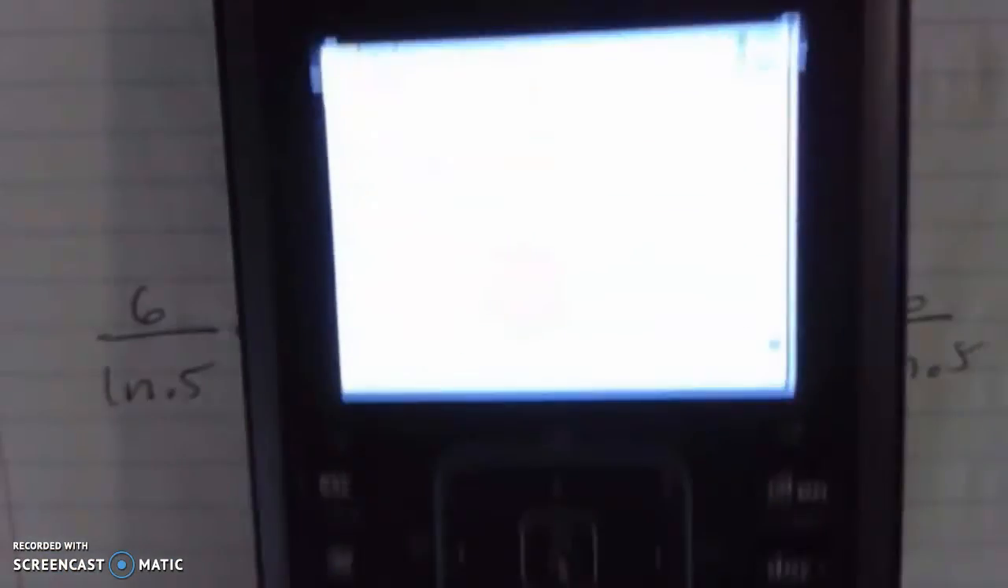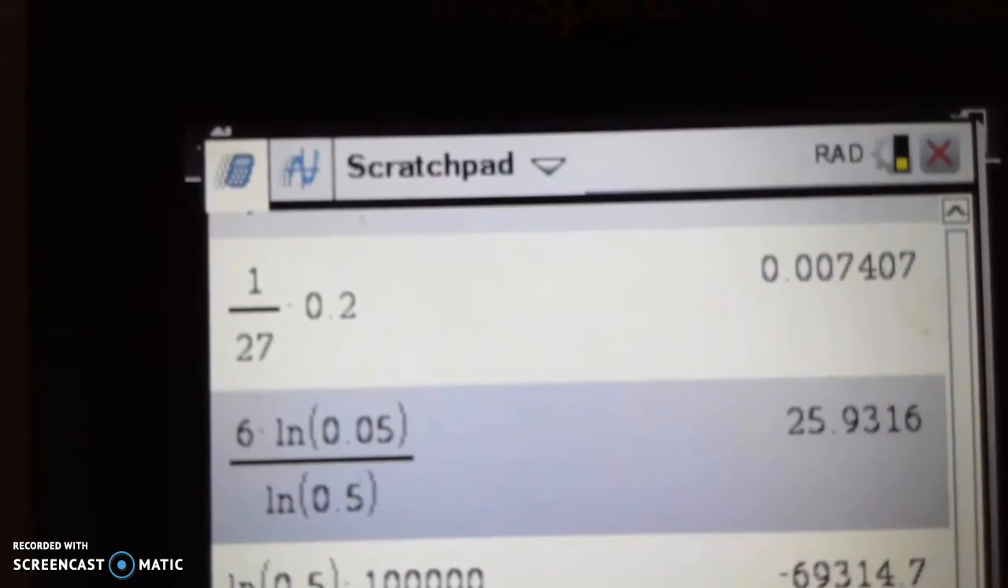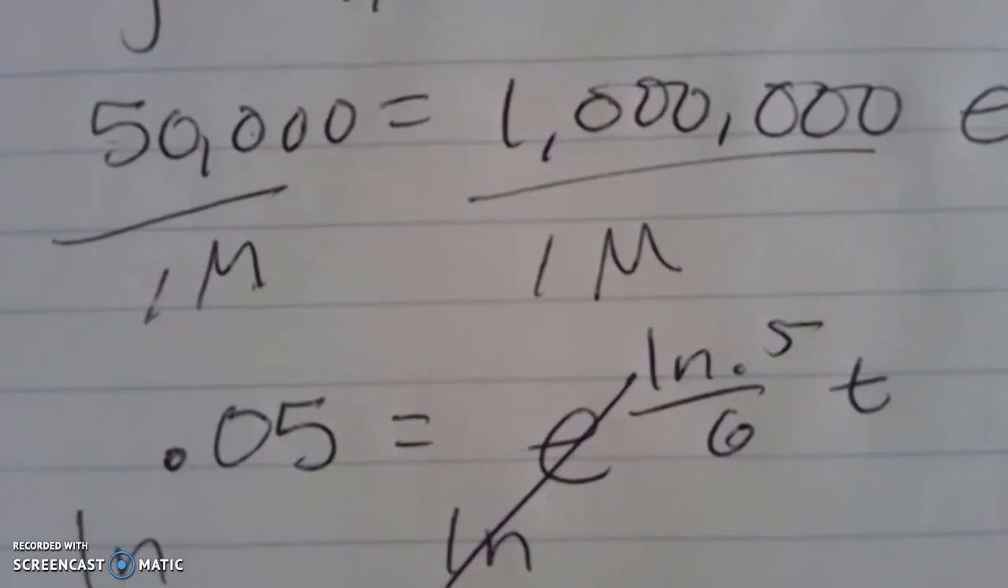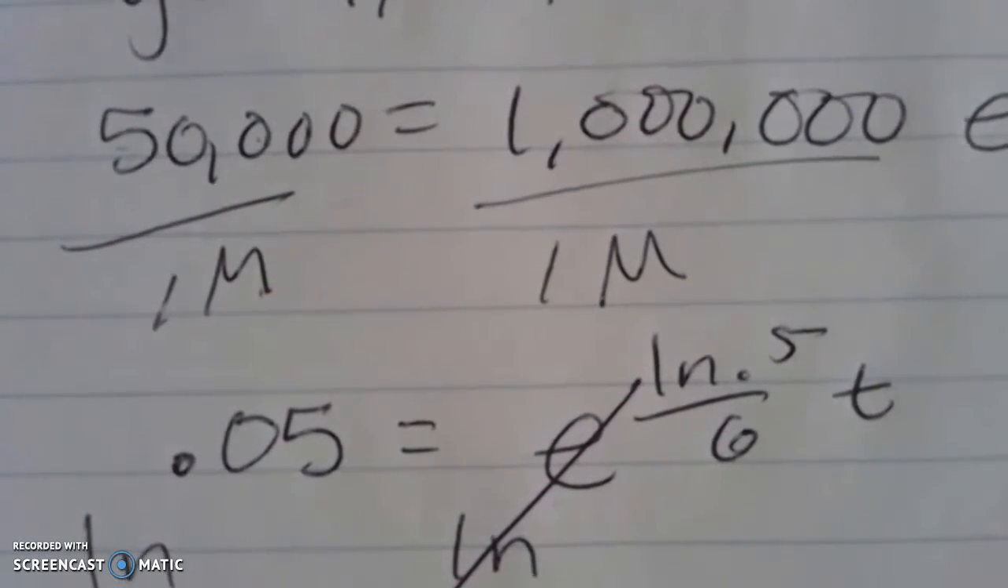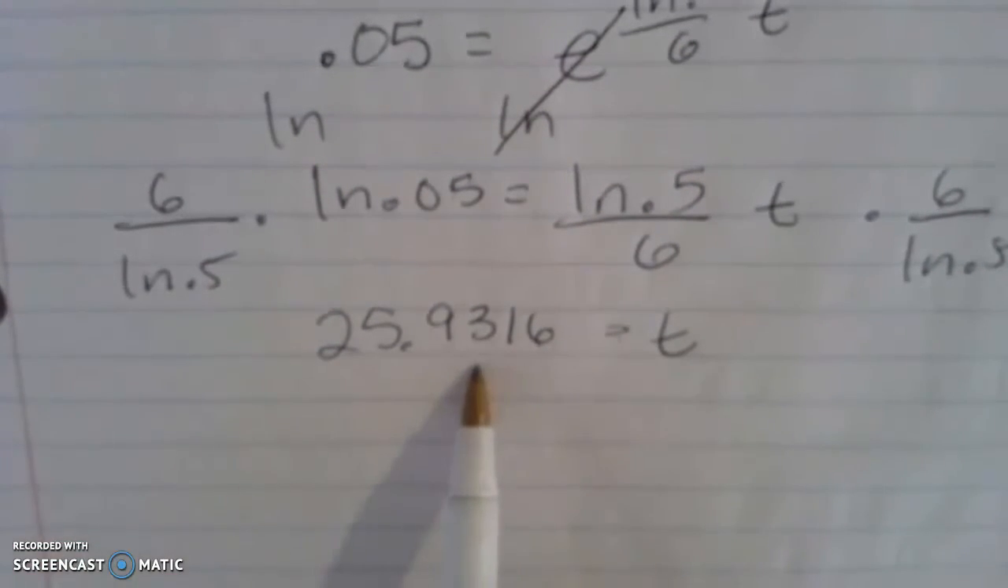We're going to go to our calculator and figure out what this is. There you go. I typed it into my calculator, and I got 25.9316. So after 25 years, almost 26 years, we would stop pumping oil because it would no longer be profitable.